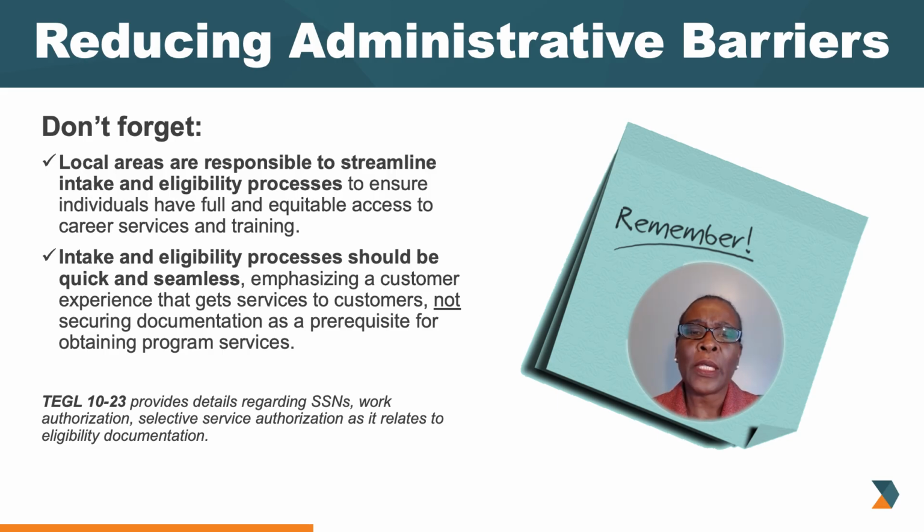TIGO 1023 specifically tackles eligibility verification issues, including Social Security numbers and selective service authorization. Missing these documents shouldn't automatically block someone from receiving services. Sounds a little weird, right? But just because Johnny doesn't have his Social Security card today doesn't mean he's ineligible. It just means we may need to help him obtain it, because we all know that he'll definitely need it for employment later. If you want more details, check out this TIGA.